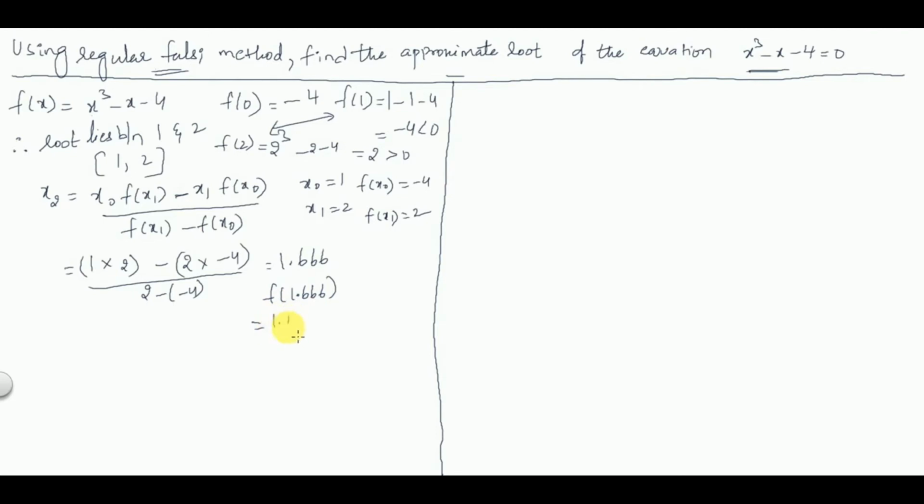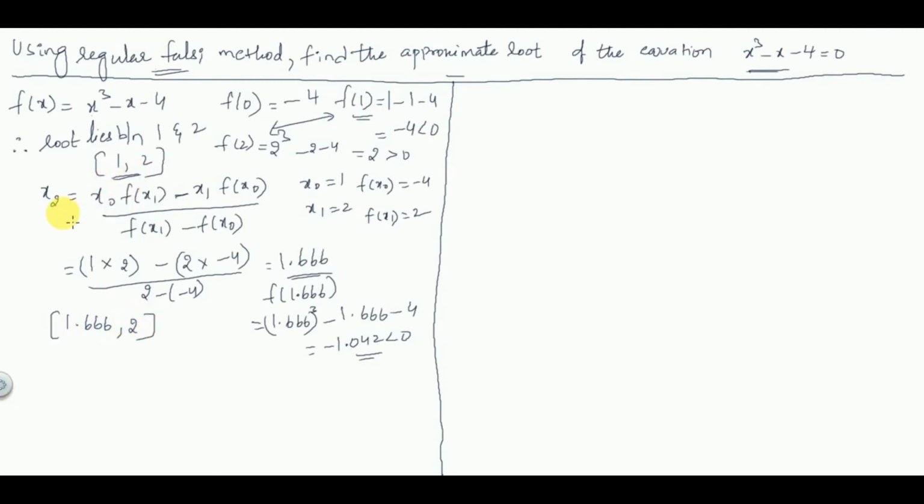And again you are going to find f of 1.666. How can you find it? 1.666 whole cube minus 1.666 minus 4. If you find this value, it will be around minus 1.042, which is less than 0. So when it is less than 0 and its value is negative, it replaces the negative root. So what is the negative root here? 1 is the negative root. So 1 is replaced by 1.666. So now the new root is bracketed between 1.666 and 2.